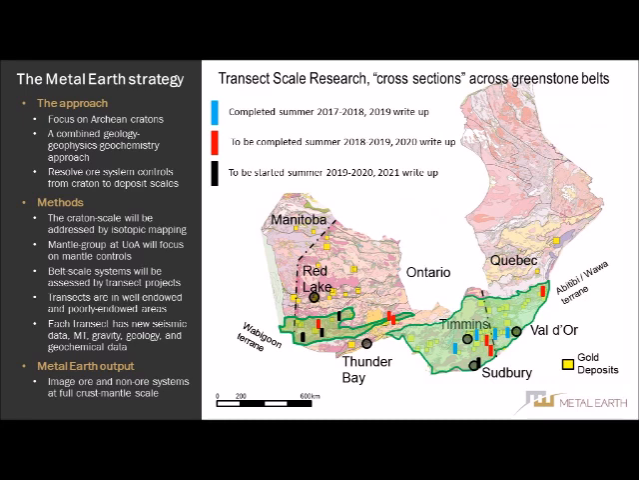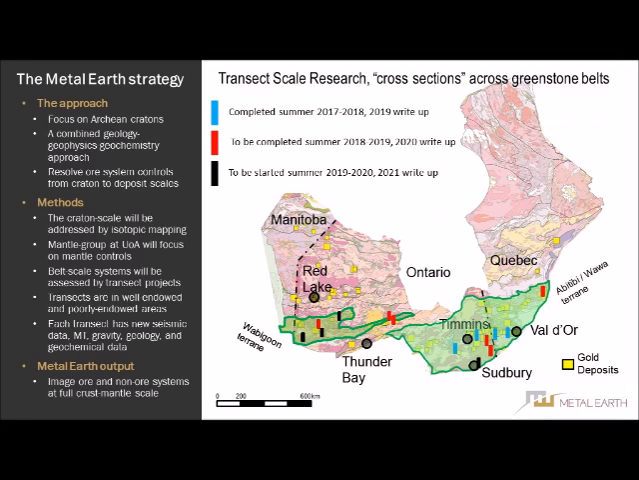So the ultimate output of Metal Earth is to image ore and non-ore systems across mantle scale. The important thing about the transects is they're not all endowed. Some of them have deposits on them, some of them don't. And for me, one of the big values of Metal Earth is going to be really understanding non-mineralized systems and being able to compare them to mineralized systems.